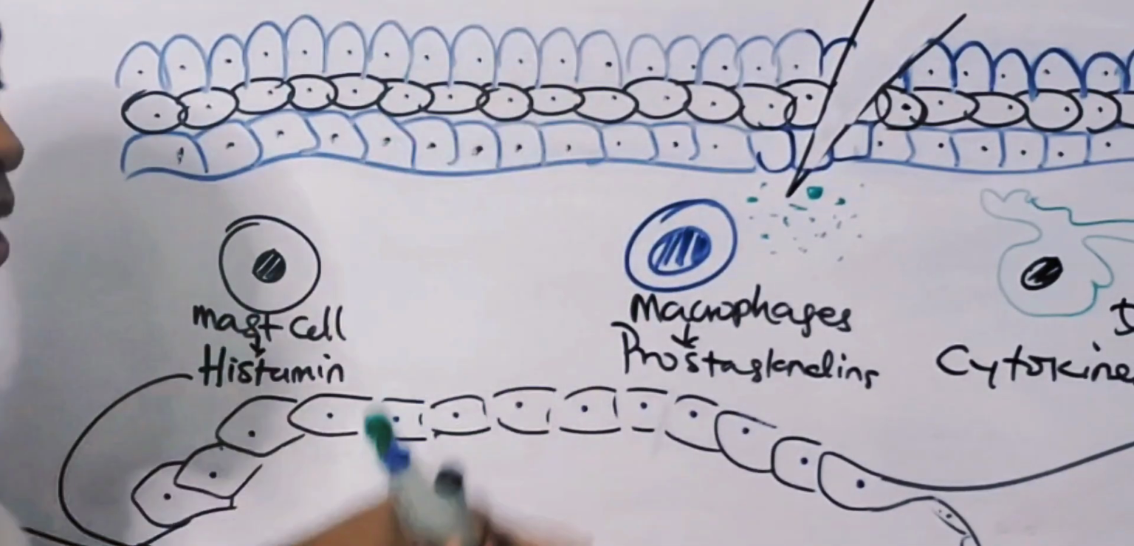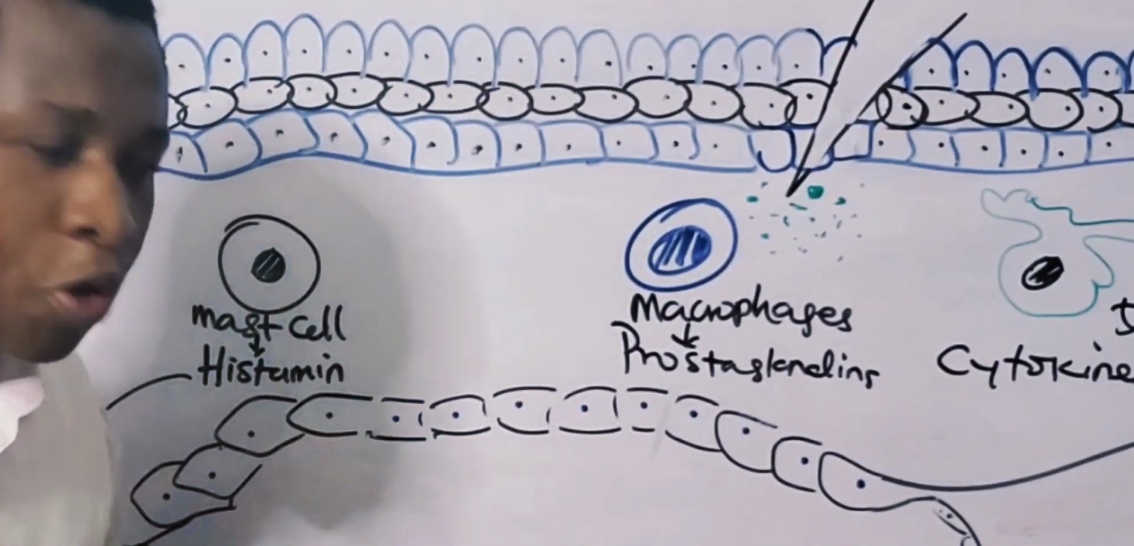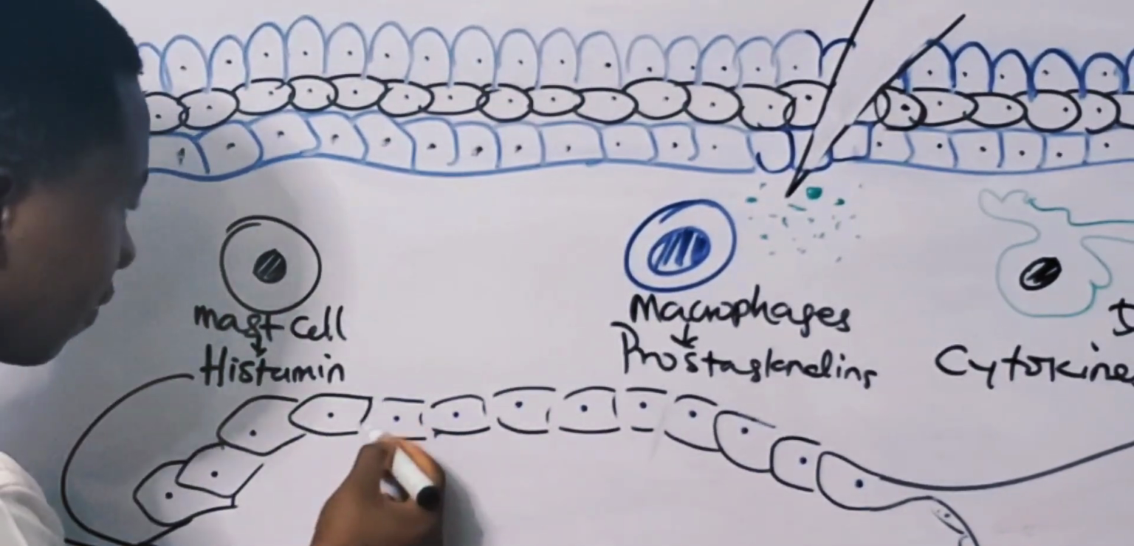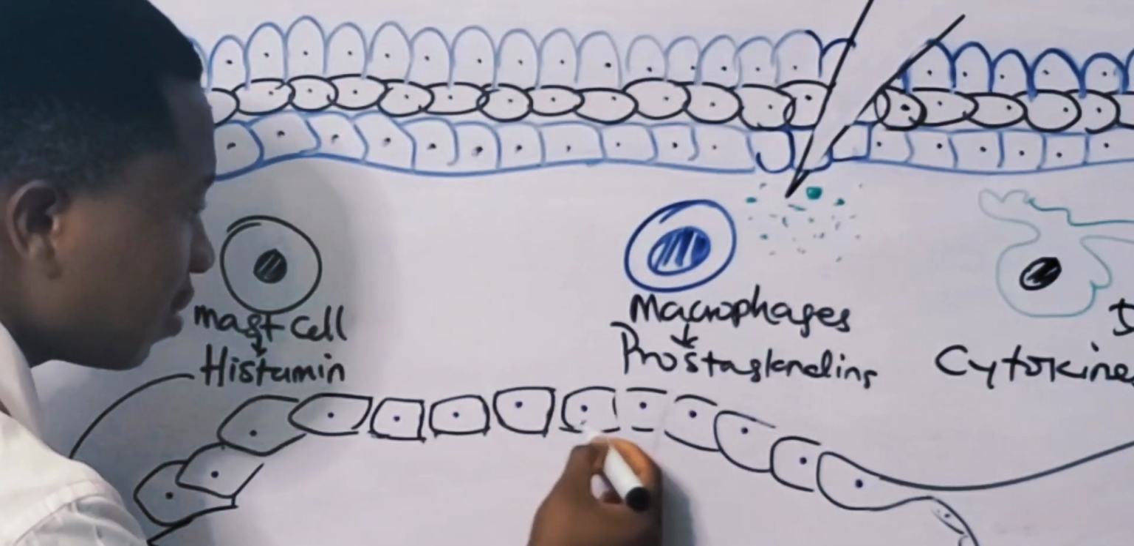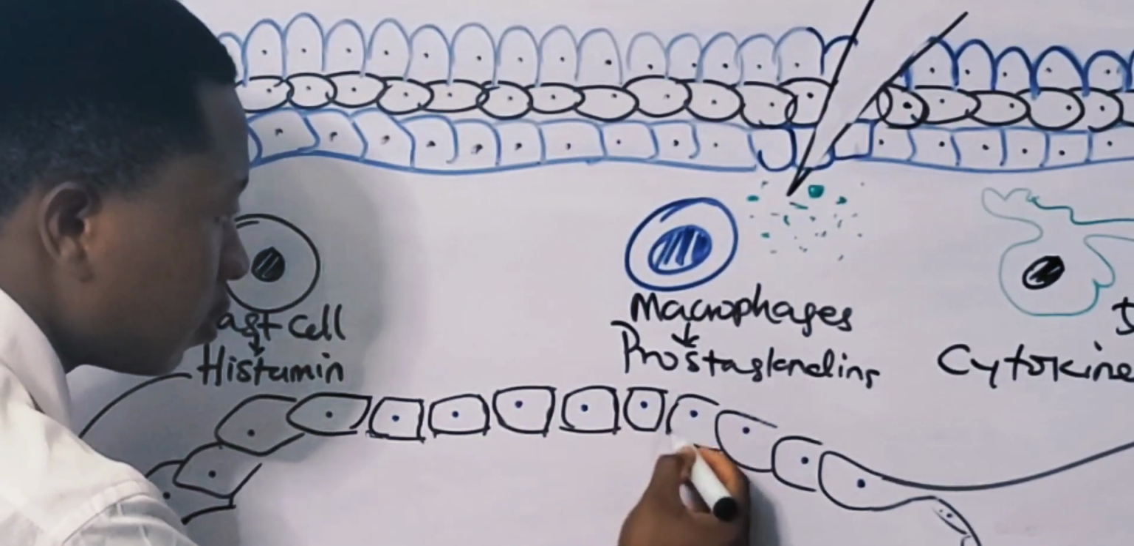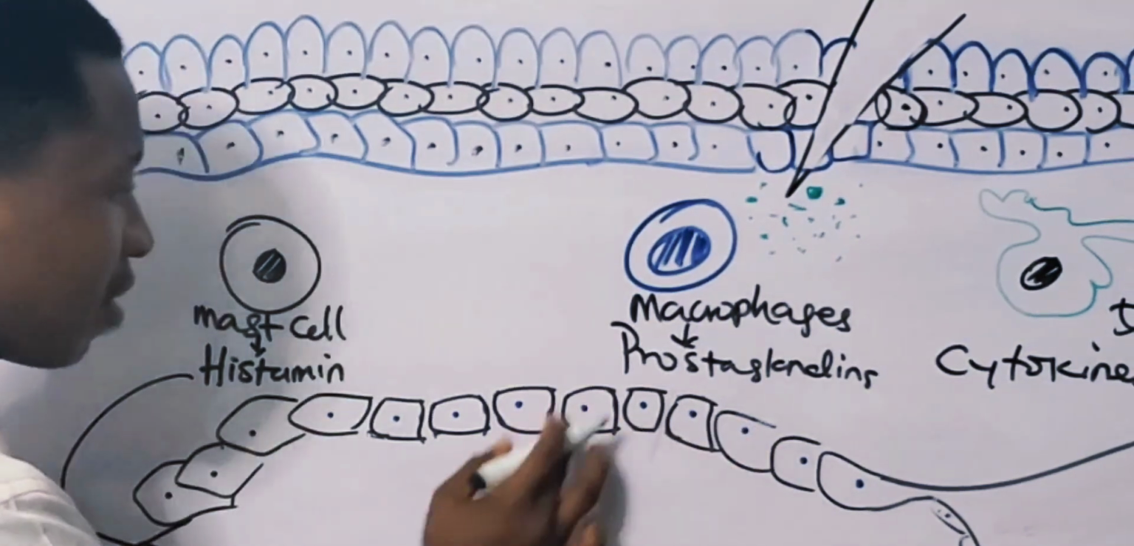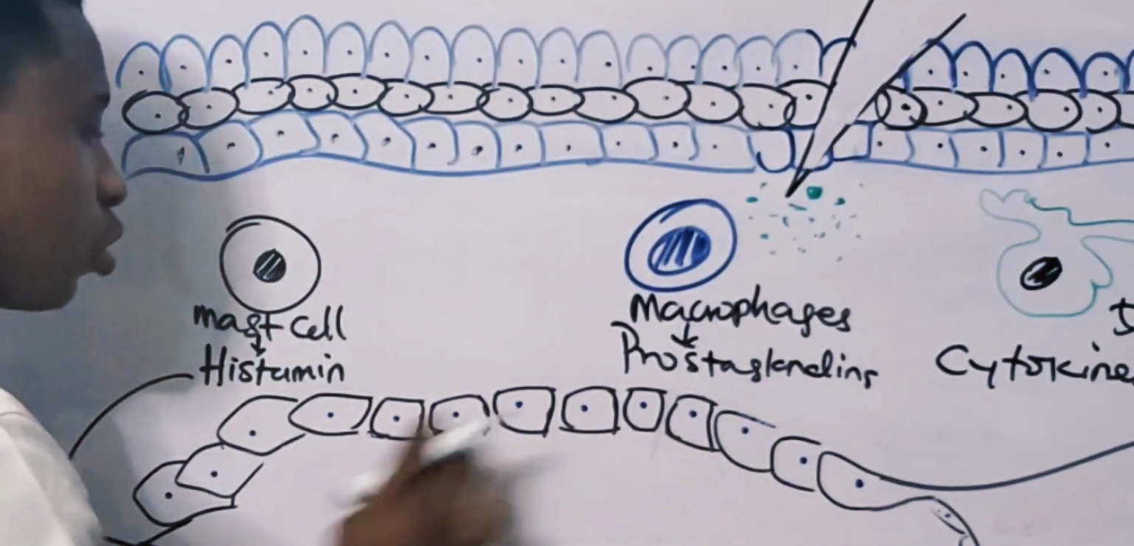So that's what we call vascular permeability. The cells begin to become porous, begin to be permeable. So you now have holes between the cells. The cells are no longer locked in together. So you now have these holes. Now, what do these holes do?